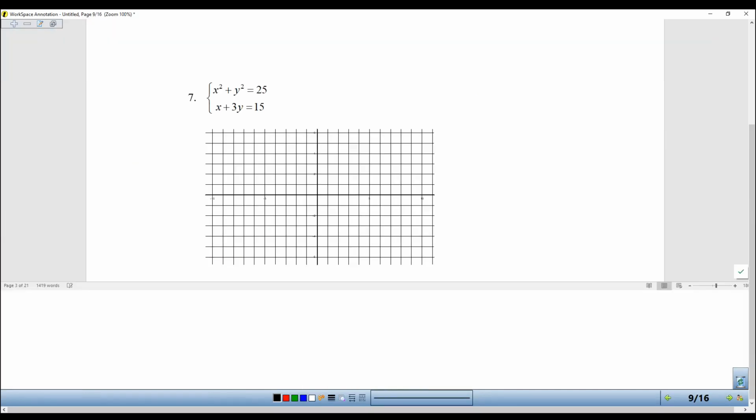Number 7. This equation is the first time we've done one of these today. This is the equation for a circle. It has not been moved left or right. It could be moved left or right. Then it would look like this: y minus k squared is equal to r squared. But ours is right at the center, and its radius is 5.